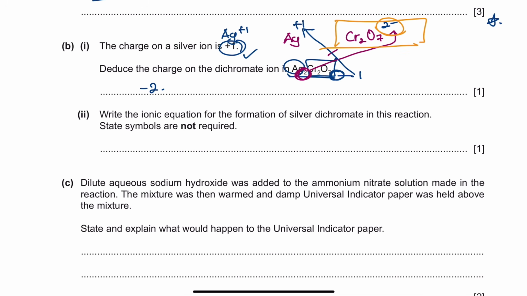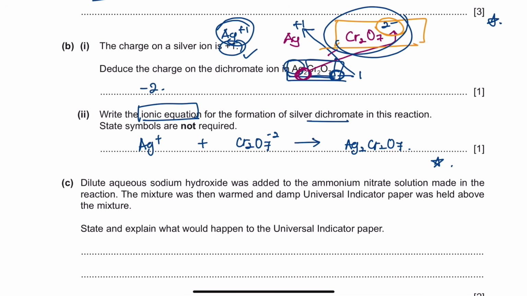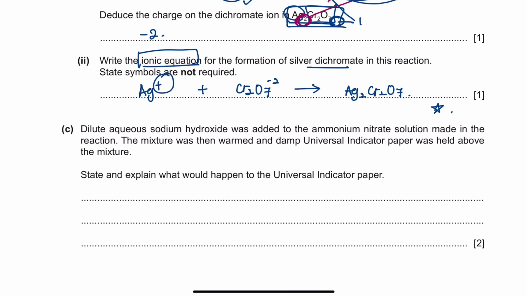Write the ionic equation for the formation of silver dichromate in this reaction. So the ionic equation would be such that silver ion adding up with dichromate ion giving you this. So this would be your ionic equation. Now, ionic equation means there must always be your charges present on your ions.